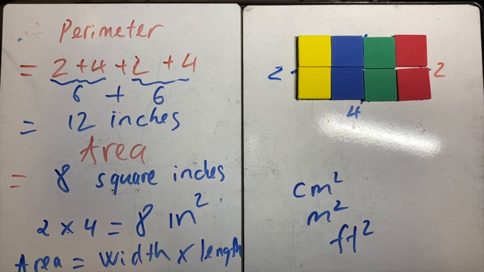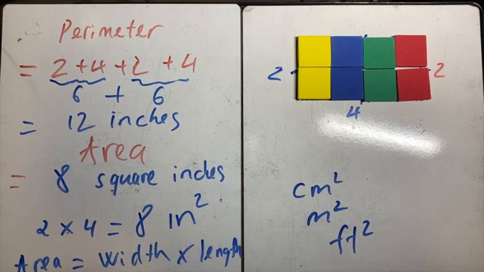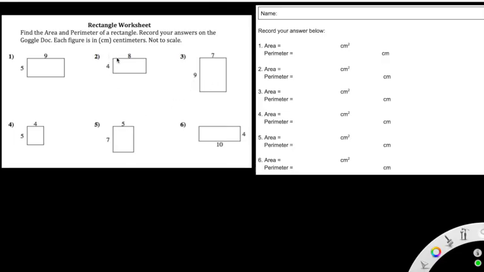Okay, now let's go right into our worksheet today and let's do it together. Alright students, Mr. Wu has your rectangle worksheet over here and your Google document that you are required to record your answers in. In this worksheet, you are required to find the area and the perimeter of the rectangle, all right, in centimeters. So let's focus on our number 1 first.